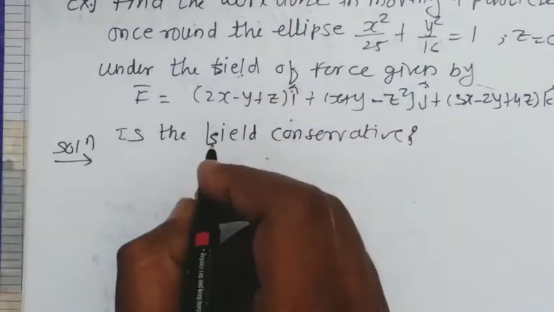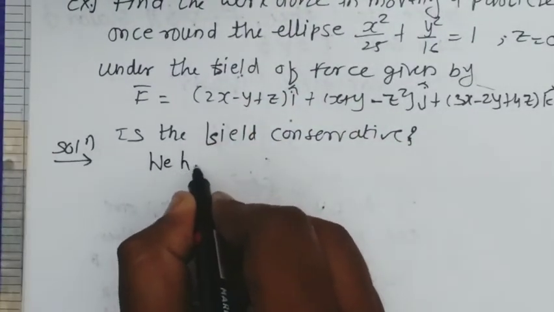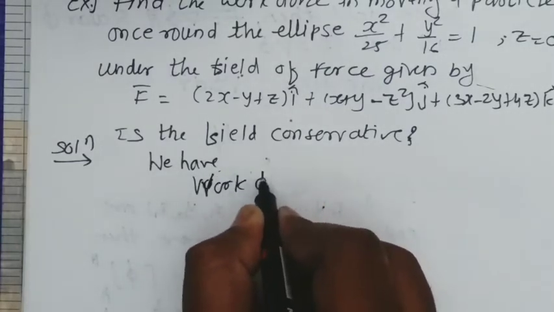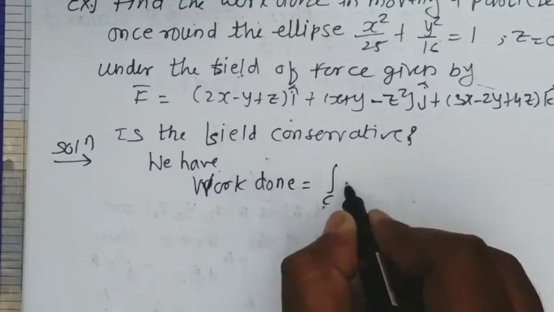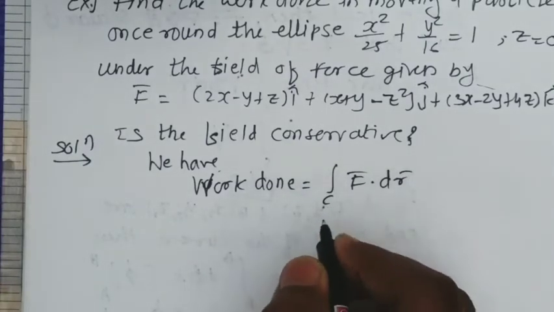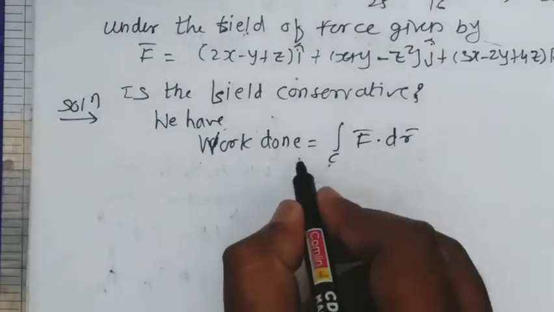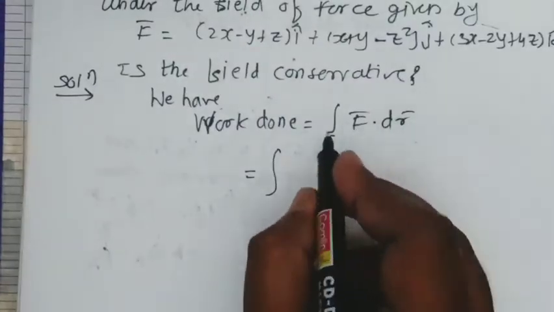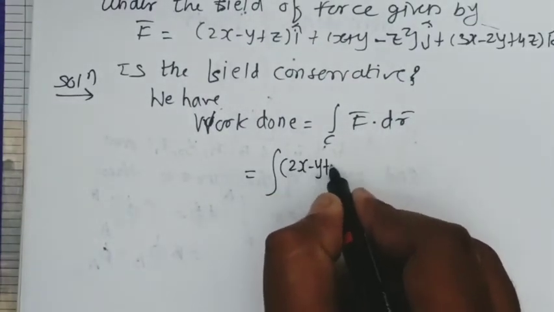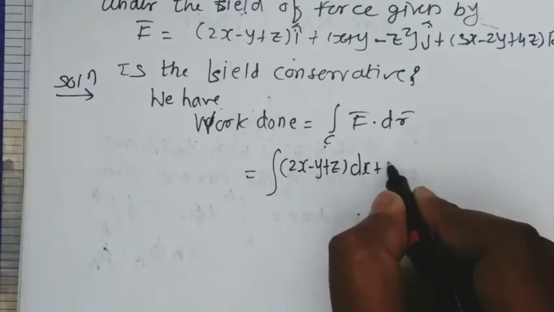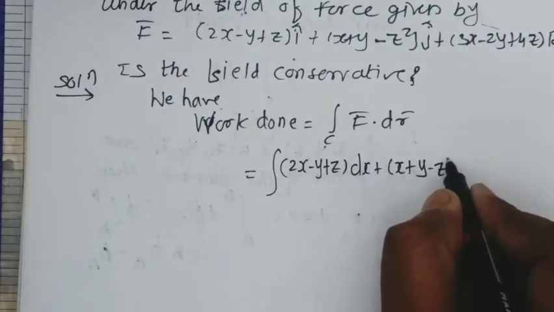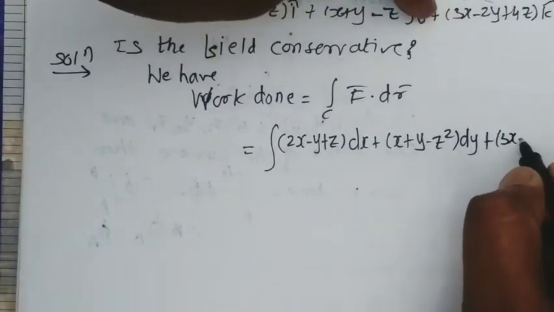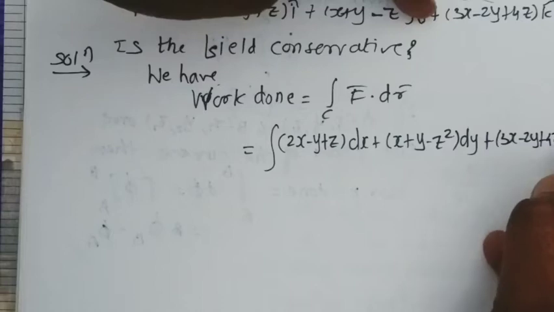So very first, I will write the definition of work done. We have work done equal to the integral over c of F bar dot dr bar. Here F bar is given, so after taking the dot product of F bar with dr bar, we'll have (2x minus y plus z) dx plus (x plus y minus z square) dy plus (3x minus 2y plus 4z) dz.